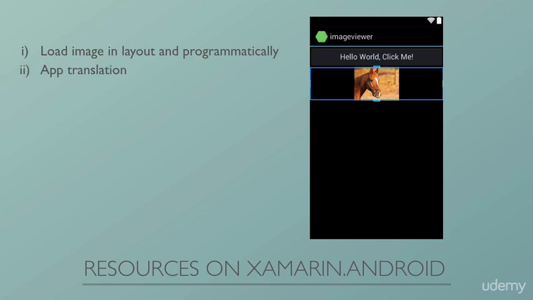Then we're going to look at translating our app using different strings.xml resources. And this is going to happen completely automatically by the Android system as long as we set it up right. So app translation, if you wanted to hire a translator to translate it to Spanish, it wouldn't take you very long and they wouldn't have to know anything about coding in order to do it.